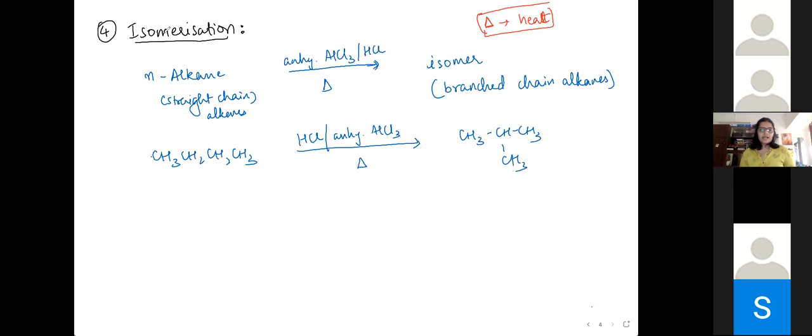Anyway, coming back, for isomerization, this is the reagent, this is the equation. I would consider this another, okay, it's not exactly isomerization. So the next equation is aromatization.